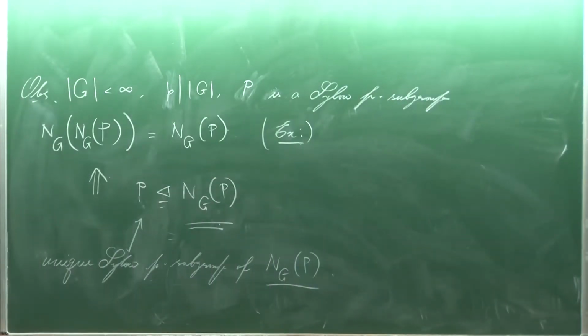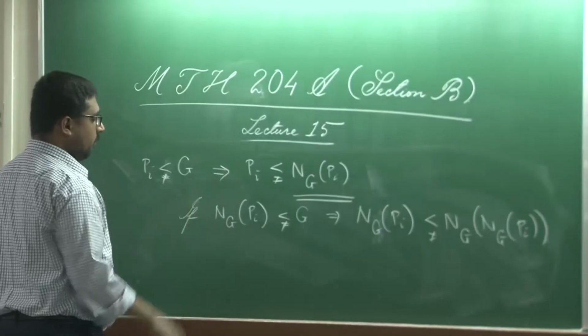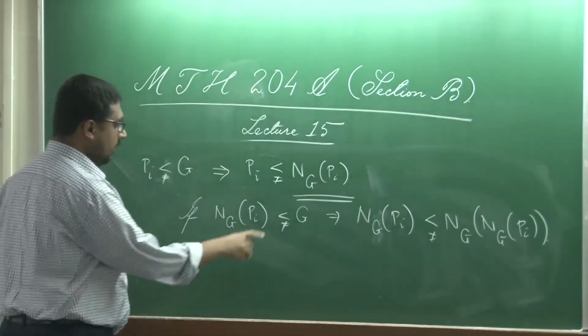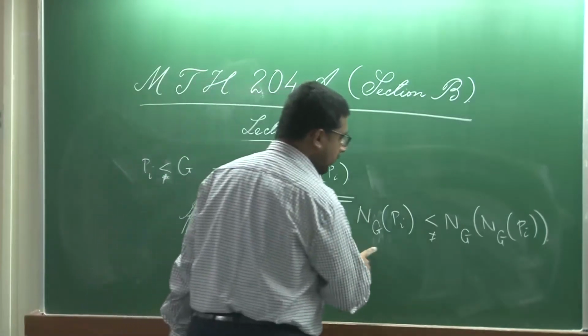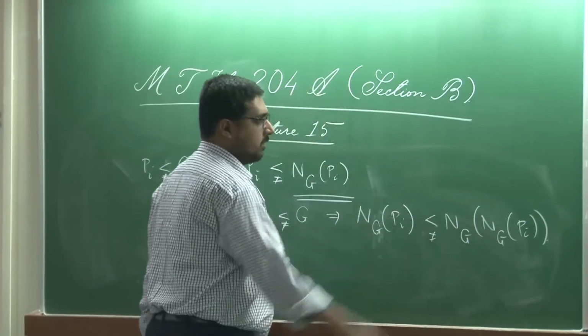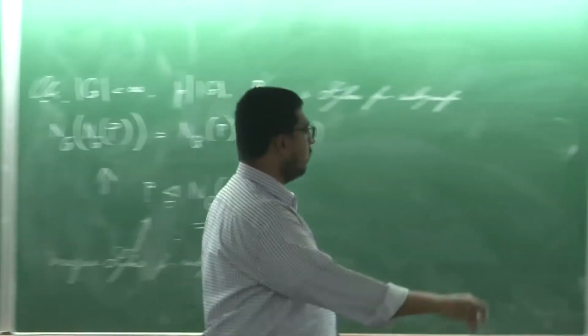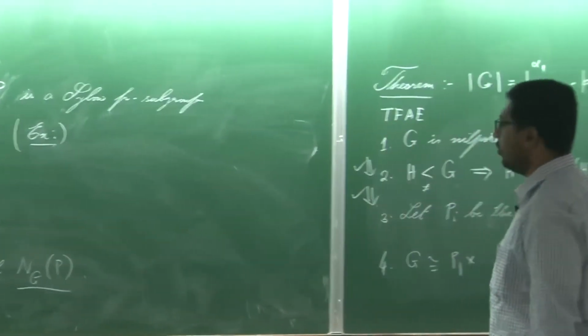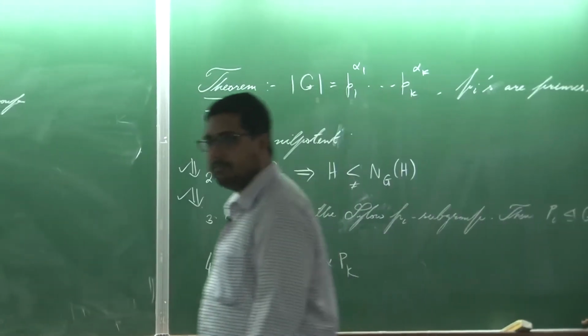So now let us come back here. If Pi is a proper subgroup of G, then we have this. So then we must have this, but in general we should have equality here. So that is a contradiction. Hence we are done with the proof of 2 implies 3.